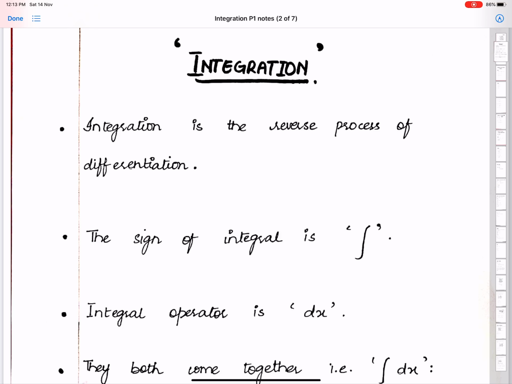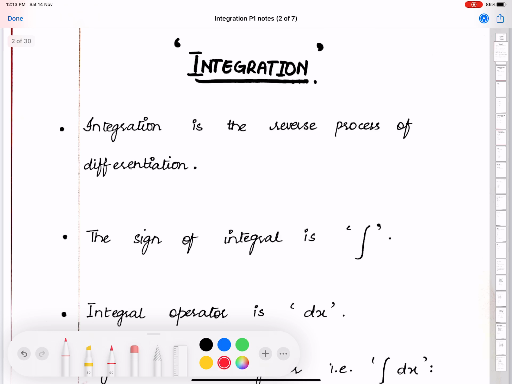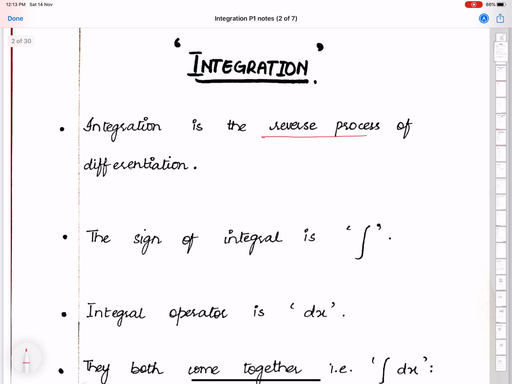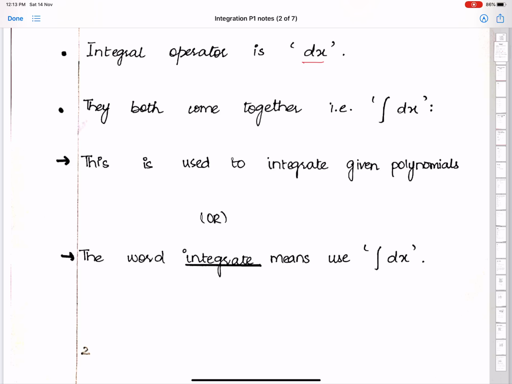So integration is the reverse process of differentiation. I already have told you this thing. The sign of integral is this. This is the sign of integral, and this is the integral operator, and they both come together. We already have discussed this thing, and this is used to integrate the given polynomials.